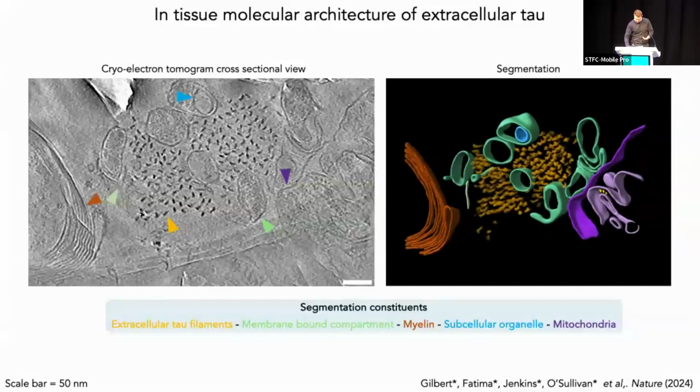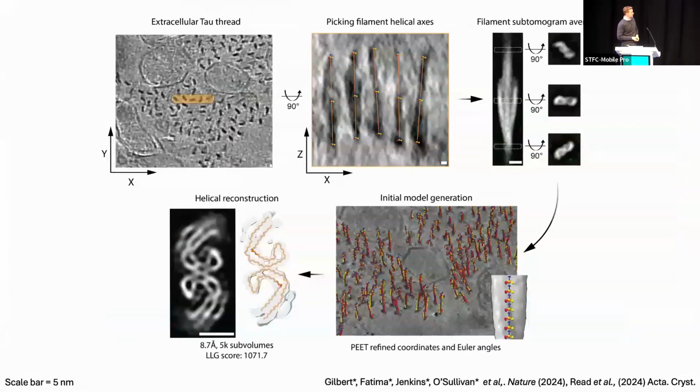So once we'd looked at the in-tissue molecular architecture of these different pathologies, we wanted to try and confirm the identity of the proteins directly in human brain tissue. So we developed a subtomogram averaging pipeline based on WARP-M RELION.